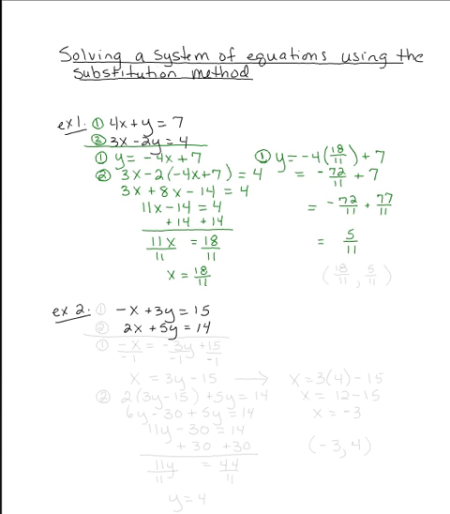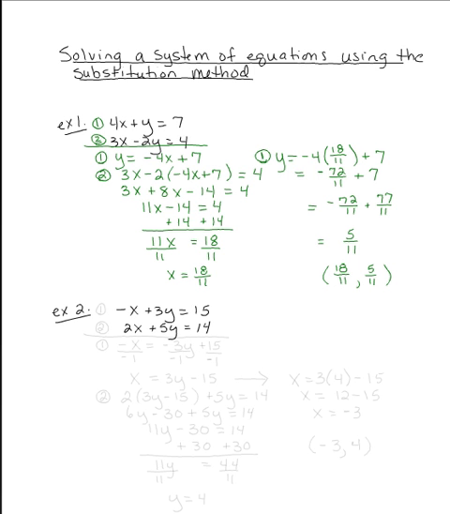You just solved for y. Here is our solution. Our solution is a point. Now you could say x equals 18 over 11 and y equals 5 over 11. That works. But if you want to write your solution as a point, because our solution is in fact a point, this would be our solution. It would be 18 over 11 and 5 over 11. That is how we do substitution.